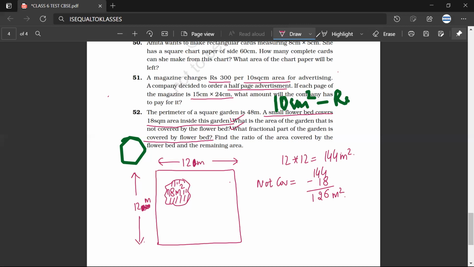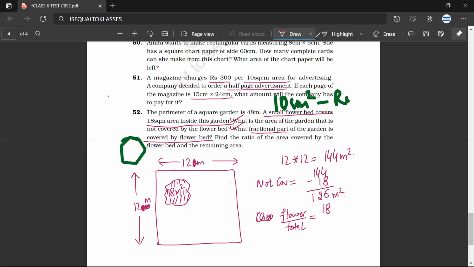So what is the meaning of fractional part? Fractional part means a ratio. Basically what they are asking is what fractional part of the garden is covered by the flower bed, so you need to find the ratio of the flower bed to the total. Mr. Satya, any doubt? No, sir.